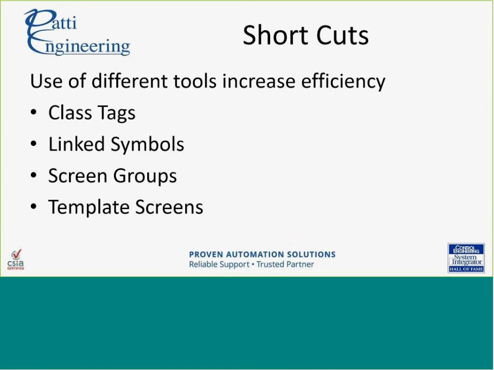So I also wanted to touch on some shortcuts that you can use to increase your efficiency. Two of the things I really like to take advantage of are both class tags and link symbols. Class tags are basically structures of tags. So if you're reusing the same set of tags for multiple pumps or conveyors or what have you, you just set up that structure once and either array that out or do multiple instances of it. And then as Scott mentioned, link symbols. And I'll dive into both of those.